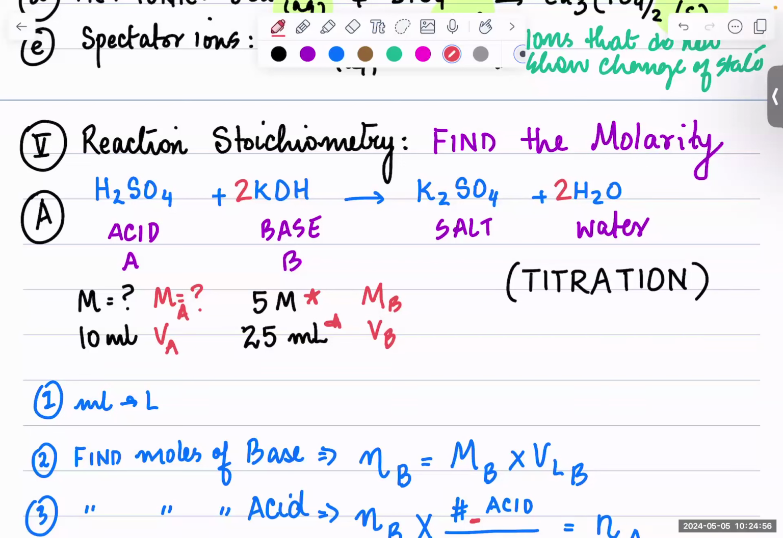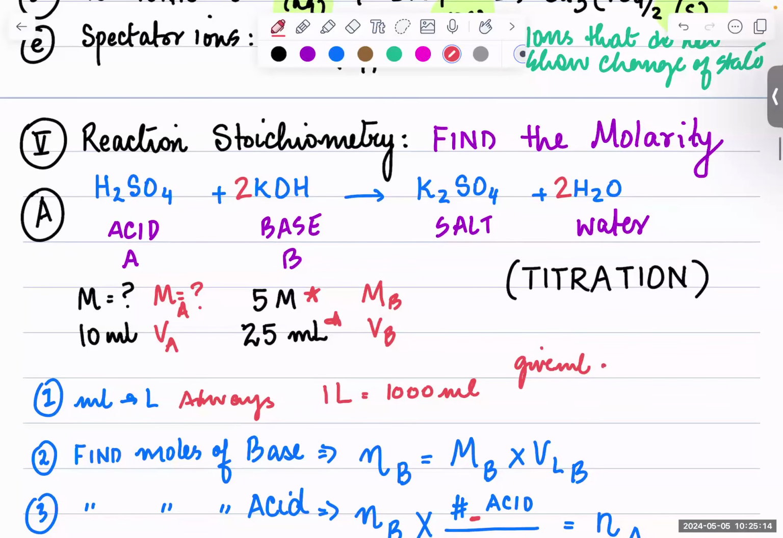So always convert milliliters to liters. How do you do that? 1 liter is equal to 1000 milliliters. So basically, you take the milliliters given, and you multiply that by 1 liter over 1000 milliliters. And that should give you the answer in liters. Okay, so you bring that.